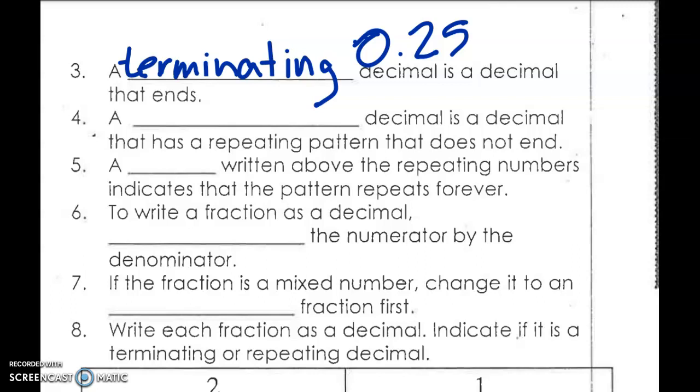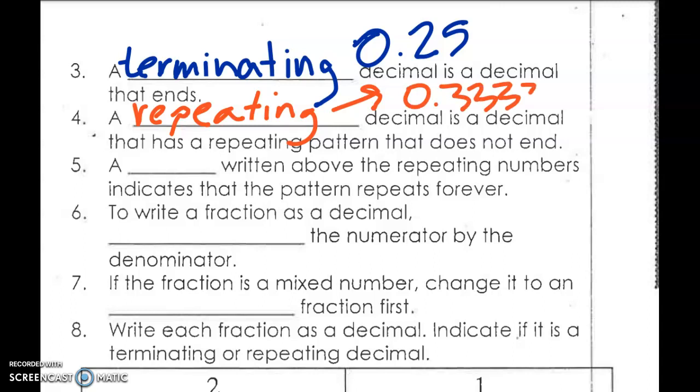The other type of decimal is a repeating decimal. A repeating decimal is a decimal that has a repeating pattern that does not end. An example of that would be 0.3333333, and you can go on forever and ever. That's a repeating decimal. The 3 is repeating. It's showing a pattern, so that would be a repeating decimal.